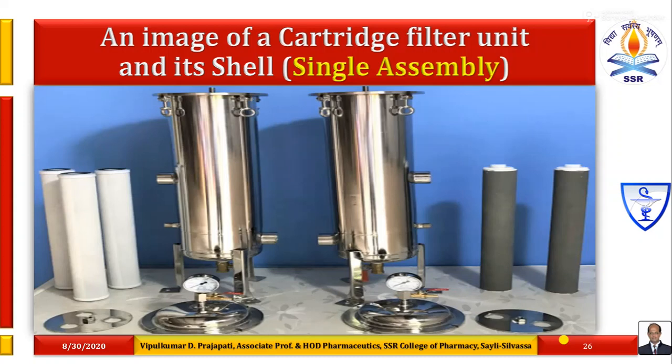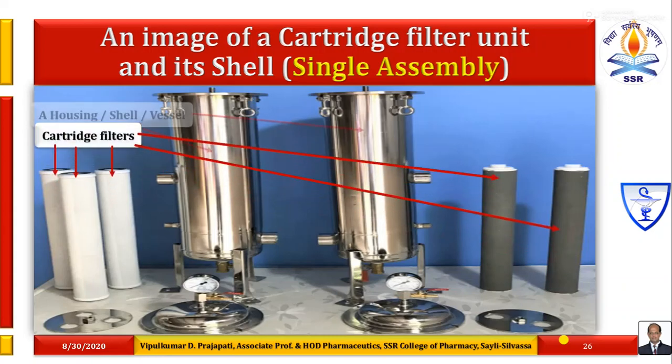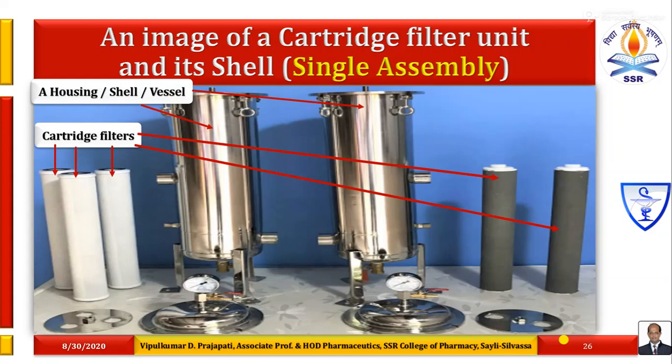This is an image of a cartridge filter unit and its cell, that is a single assembly. This is the stainless steel or metallic type of cartridge housing, and the cartridge filters with a housing, cell or vessel, that is stainless steel. It is also available in plastic, that is polypropylene and acrylic combined bonding plastics for sturdy operation, and a lid of the housing, cell or vessel can be fixed on top of the housing.